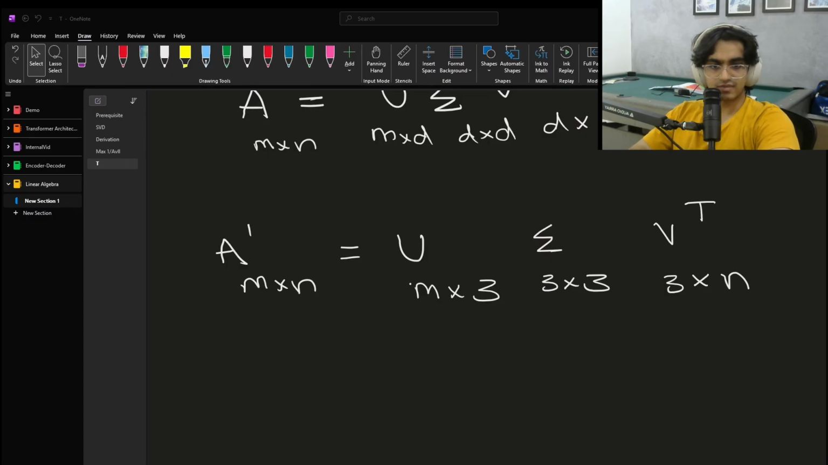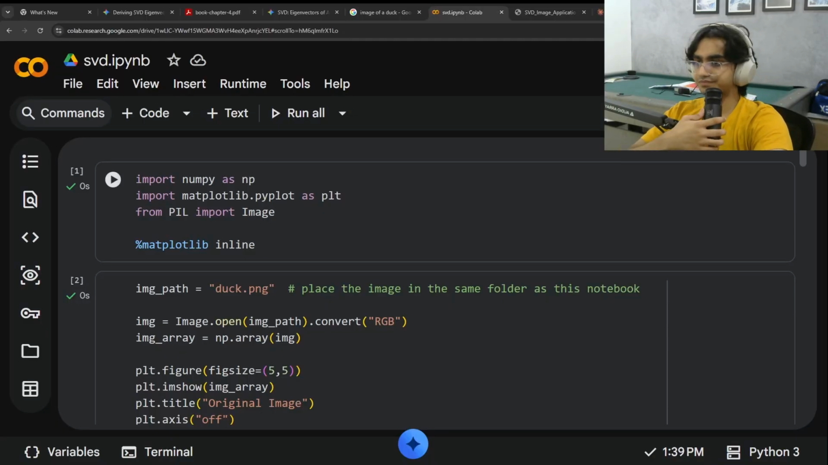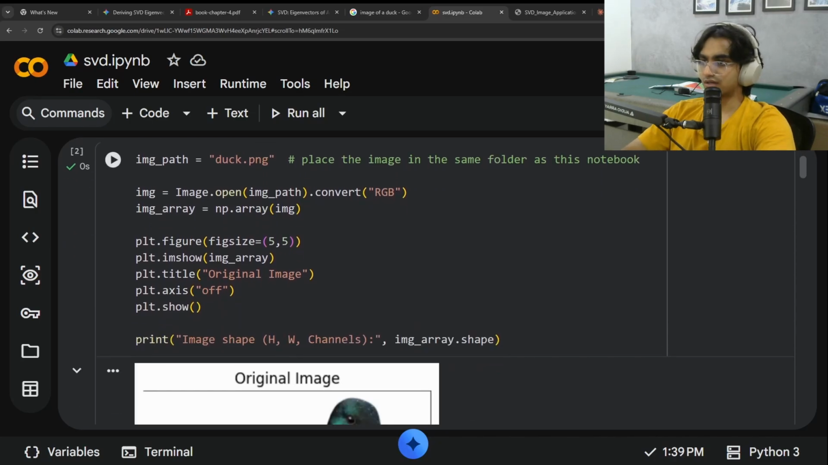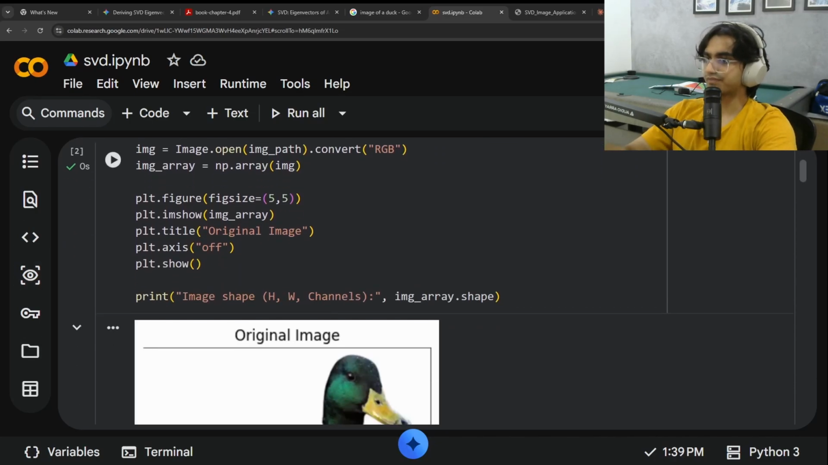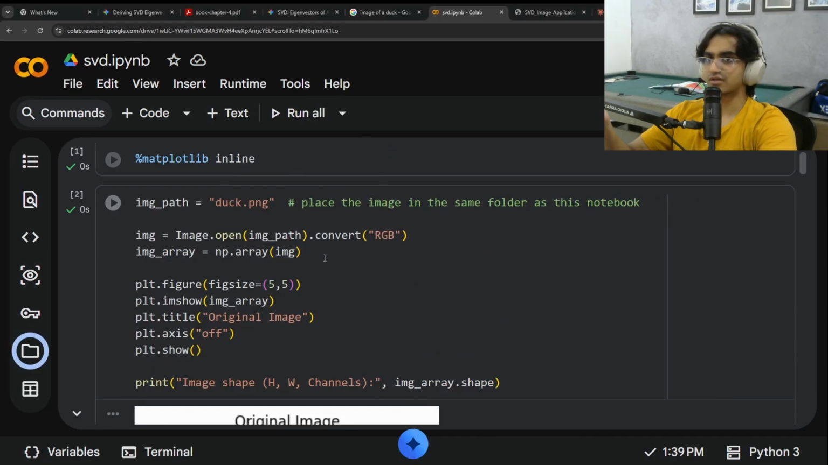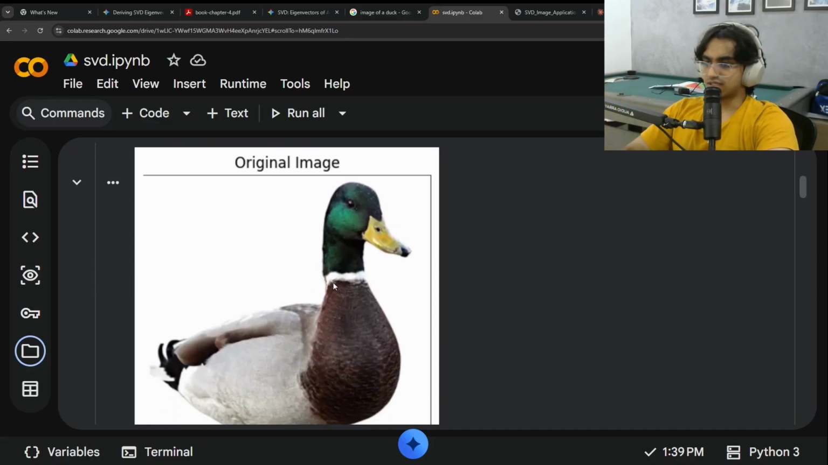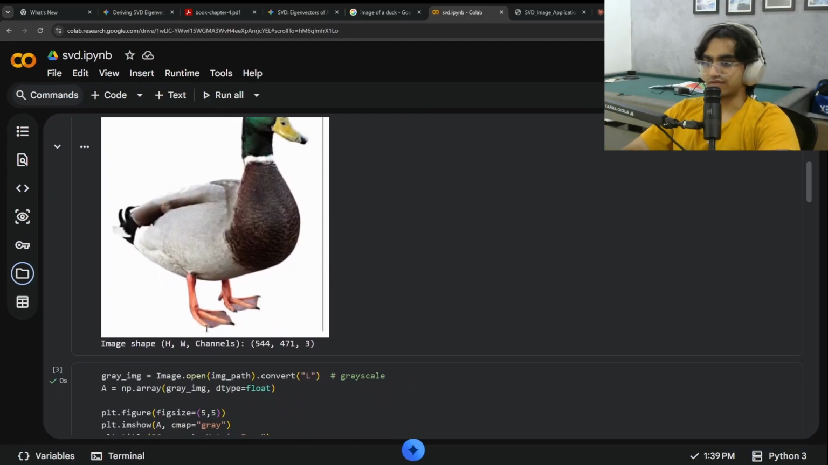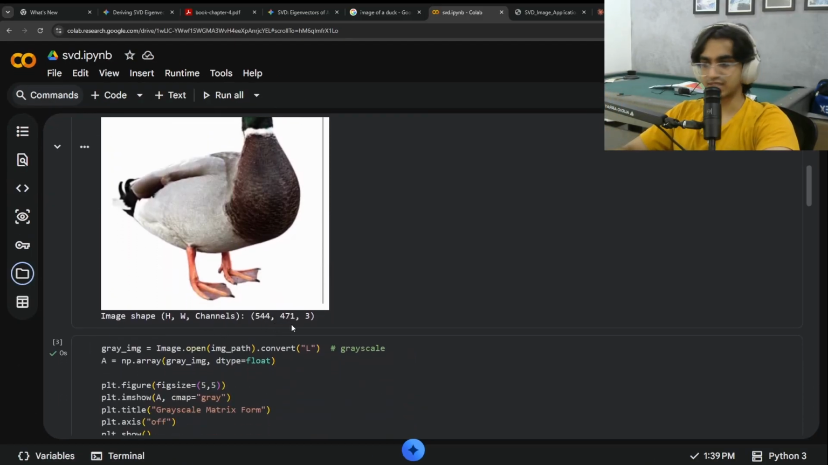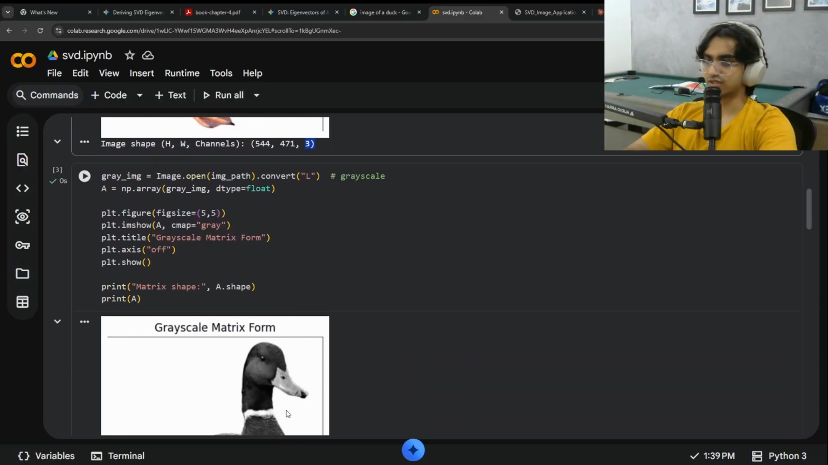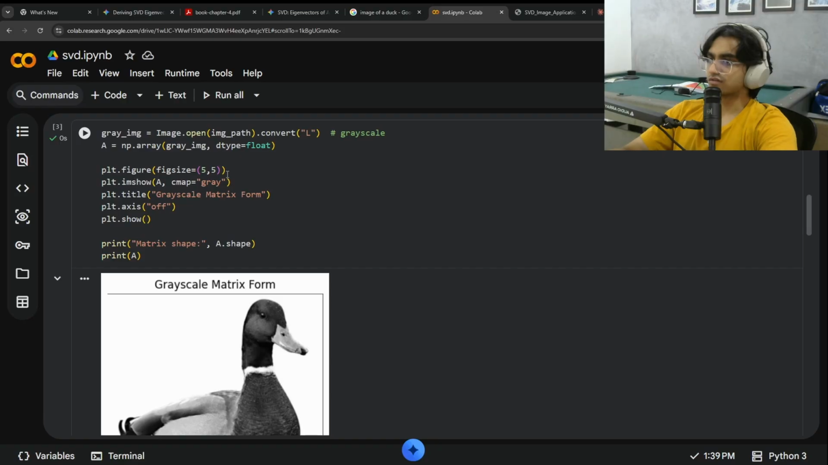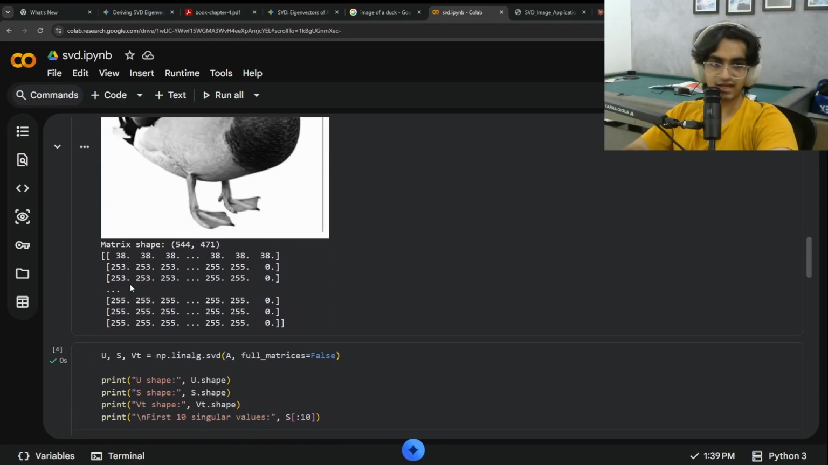Let me just share my screen. Just give me a second. All right, so here I've got a picture of a duck. I've stored it here. I'm using Google Colab. And here's our original image. We've got 544 by 471 pixels, and since it's RGB, it's 3. For now, let's just take a grayscale image. So essentially we get our A matrix as this. These are the values.